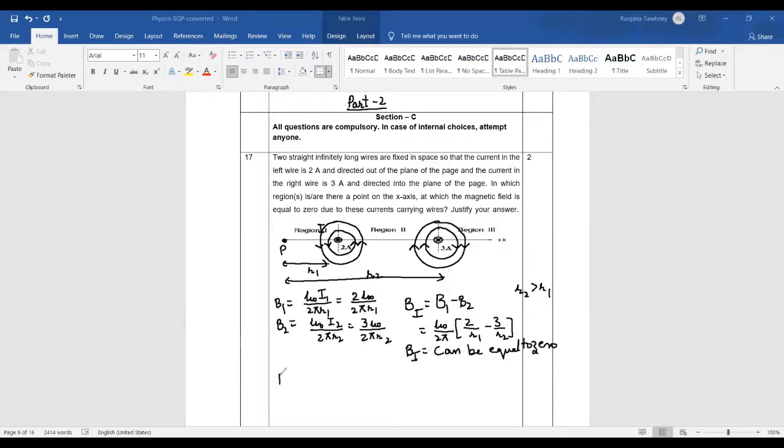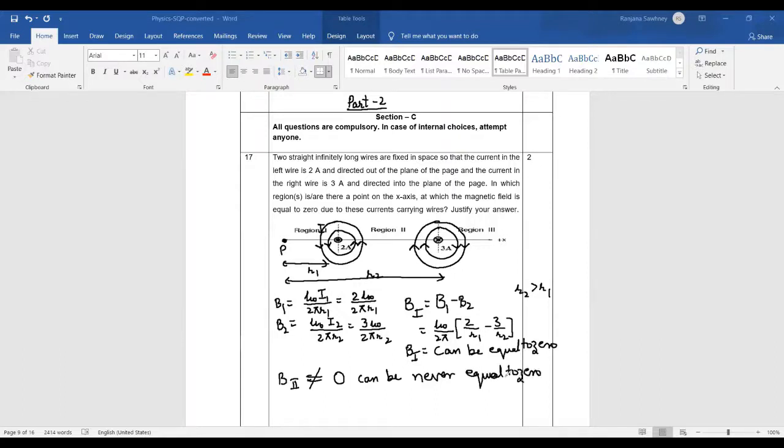Whereas in region 2, the magnetic fields B1 and B2 are both in the same direction, so the net field can never be equal to 0. Why? Because the magnetic fields due to these two wires are in the same direction, so they will be added up. So in region 2, the magnetic field can never be equal to 0.